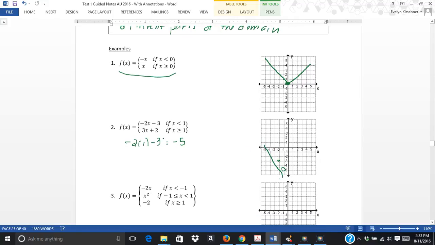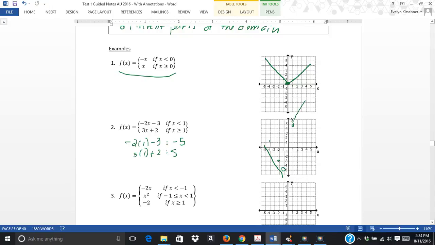Okay. What about here when it's 1? Well, this is 3 times 1 plus 2. That's positive 5. And so at 1, it's positive 5. And here it has a positive slope of 3, up 3 and over 1. So it looks like this. So it's kind of interesting.